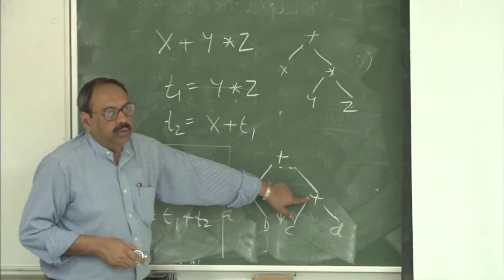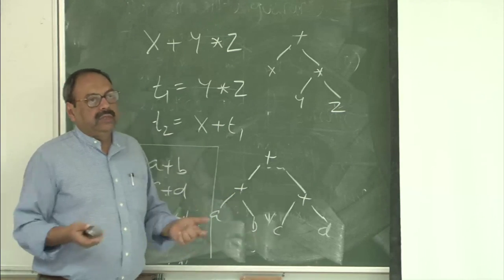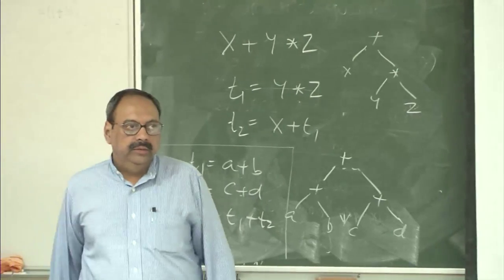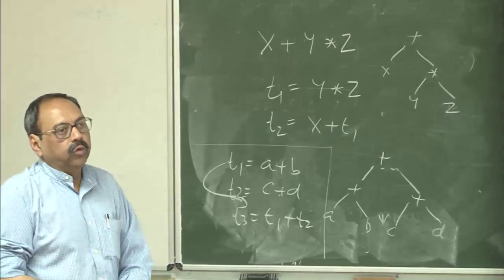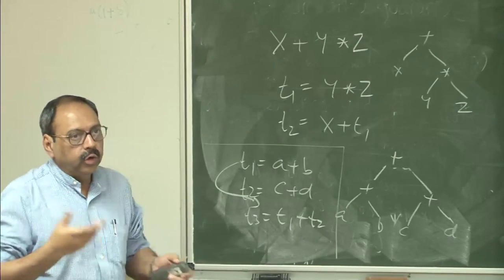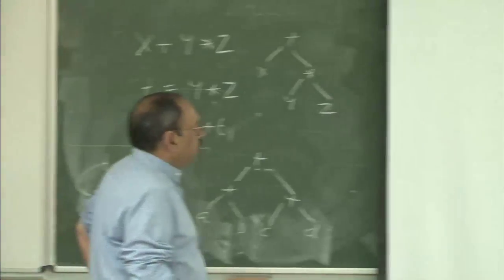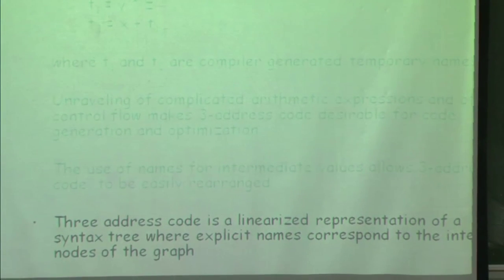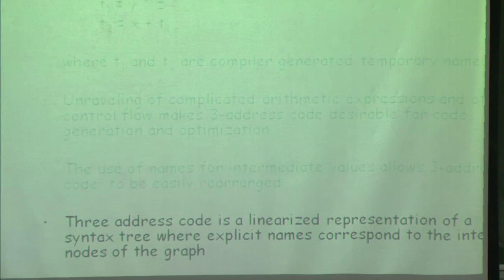Basically, T1 and T2 here really correspond to nodes of these subtrees. So rather than using this kind of tree, if I start using names explicitly, then this rearrangement becomes easy for me. Is this point clear? Because all these are going to be required at the time of code generation and code optimization, obviously. So three address code is nothing but a linearization where for every node or subtree I introduce a temporary name, and then I'm done.